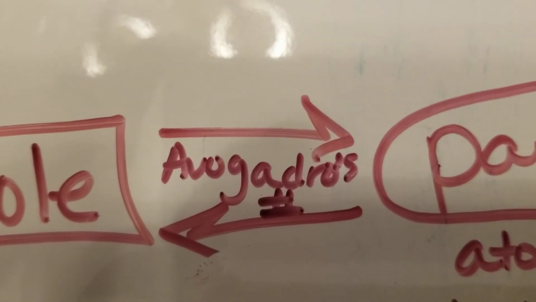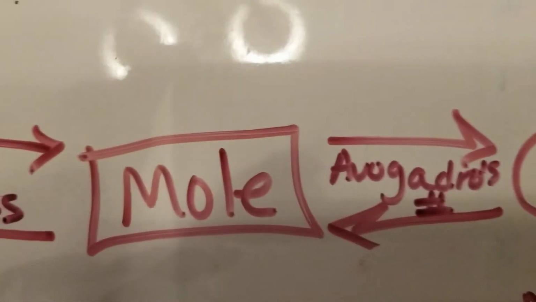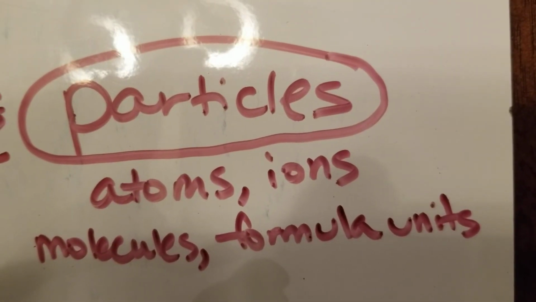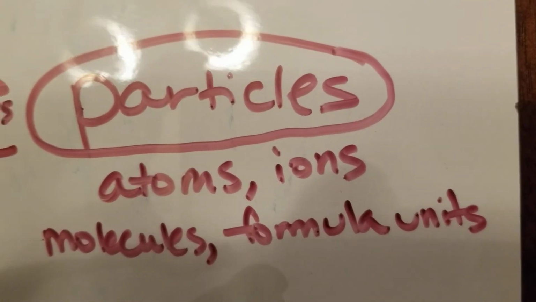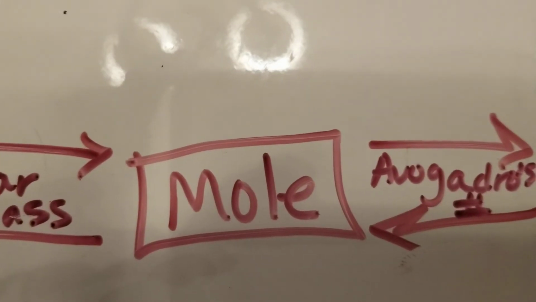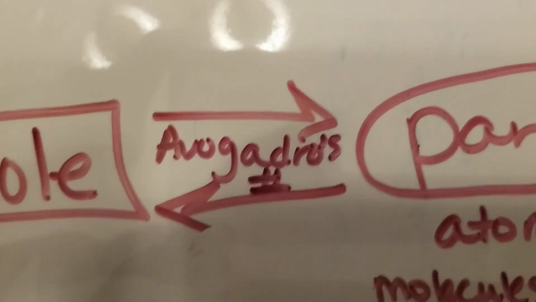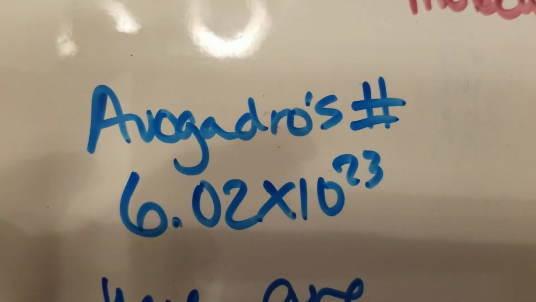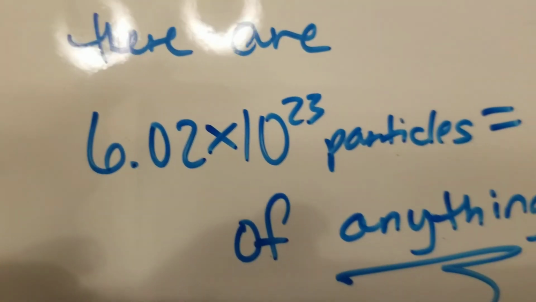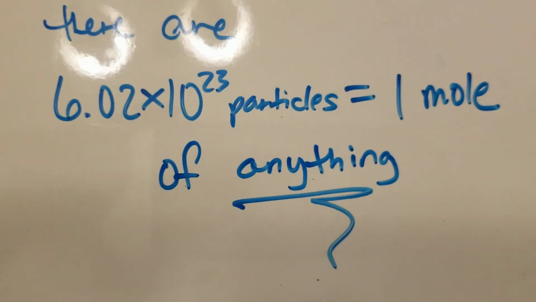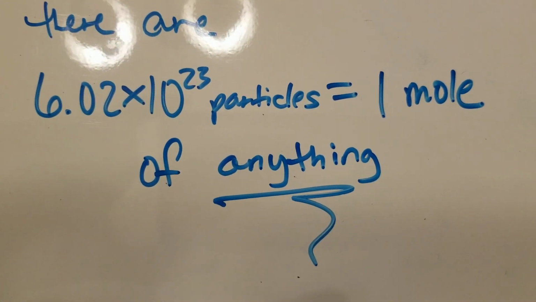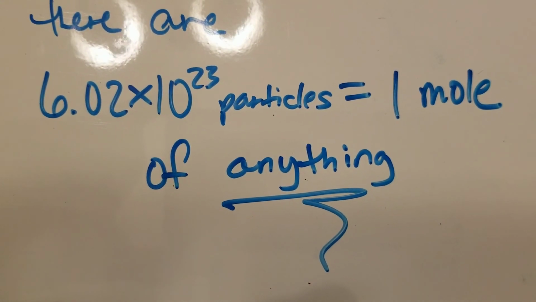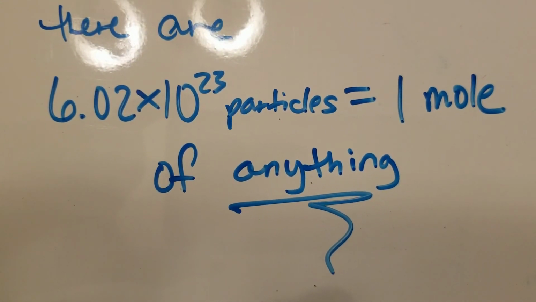So Avogadro's number, okay? To go from moles to any of these four types of particles, or from these four types of particles to moles, you have to use Avogadro's number, which I'm pretty sure you know is this. And remember this conversion factor: 6.02 times 10 to the 23rd particles equals 1 mole, no matter what you're talking about.